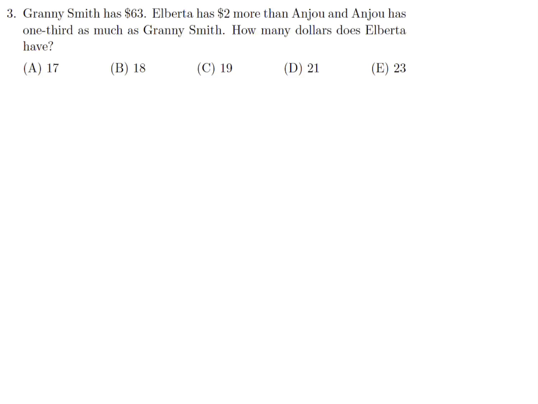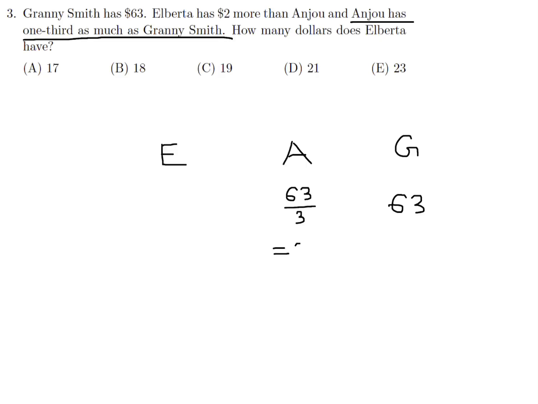Granny Smith has $63. Alberta has 2 more than Anjou, and Anjou has 1/3 as much as Granny Smith. How many dollars does Alberta have? So we've got Alberta, Anjou, and Granny Smith. Well, for Granny Smith, they've told you already that her amount is 63. And Anjou has 1/3 as much as Granny Smith. So 1/3 of 63, which is 21.